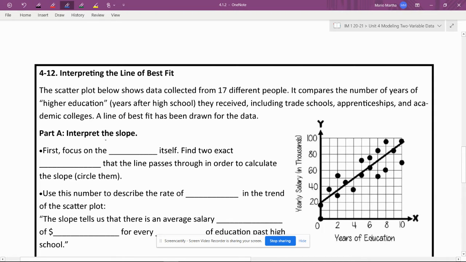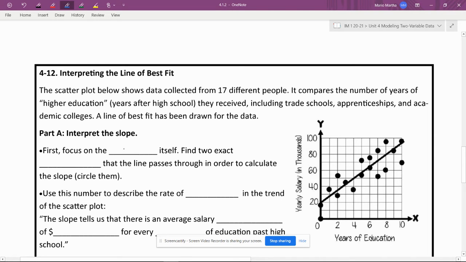Topic 4.1.2, part 2. Question 412, interpreting the line of best fit. The scatter plot below shows the data collected from 17 different people. It compares the number of years of higher education, years after high school, they received, including trade schools, apprenticeships, and academic colleges. A line of best fit has been drawn for the data right there. So it says part A, interpret the slope.